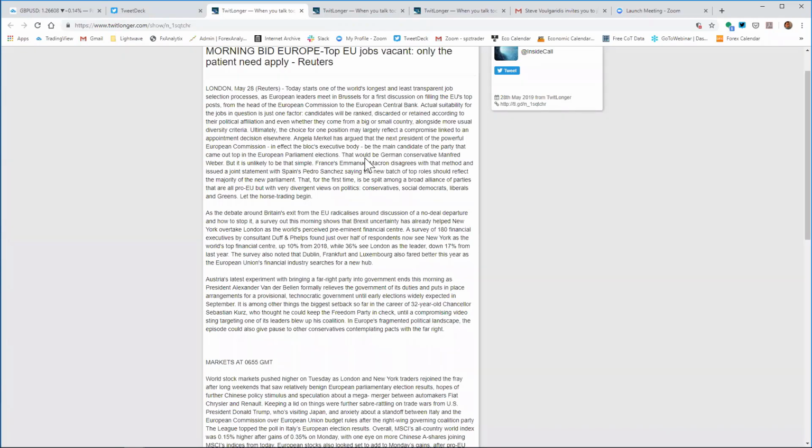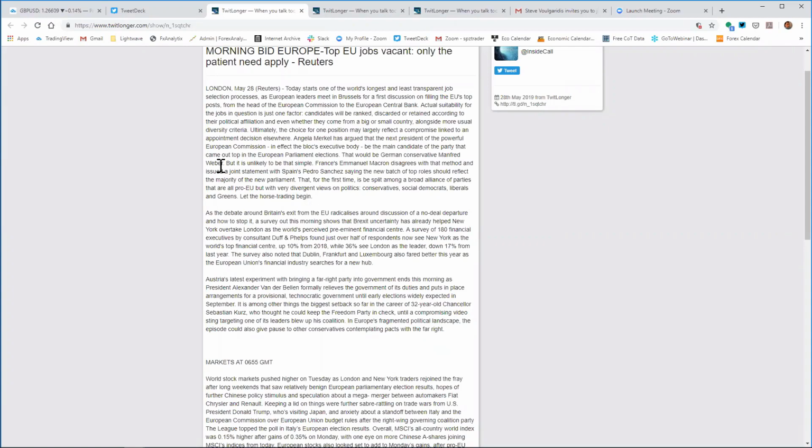Angela Merkel has argued that the next president of the powerful European Commission, in effect the bloc's executive body, may be the main candidate of the party that came out on top of the European Parliament elections. That would be the German conservative Manfred Weber. But it's unlikely to be that simple. French President Emmanuel Macron disagrees with that method and issued a statement with Spain's Pedro Sanchez saying the new batch of top roles should reflect the majority of the new parliament, that for the first time is to be split among a broad alliance of parties that are all pro-EU but have very divergent views of politics: conservatives, social democrats, liberals, and greens. Let the horse trading begin.